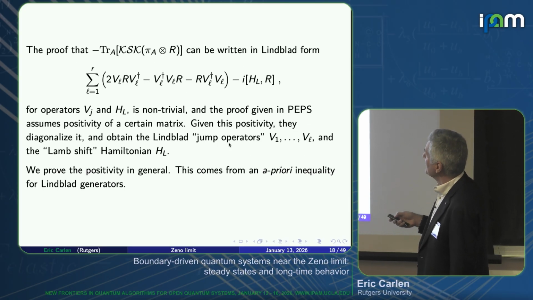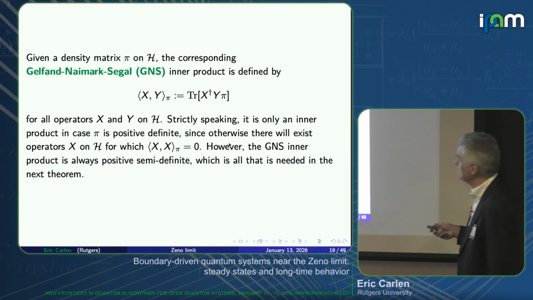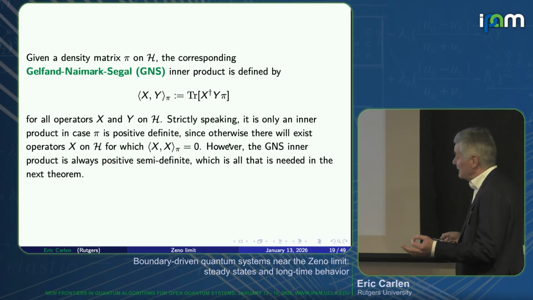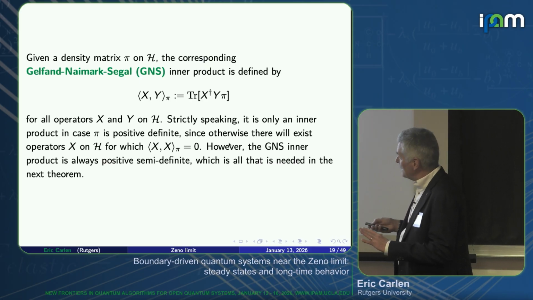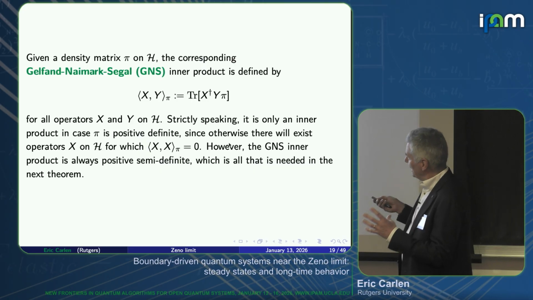this form, okay? This matrix, this inner product which shows up in here, is the inner product with respect to the so-called GNS norm. And this just comes up naturally in the analysis. So in any case, the work of these guys, PEPS, they realized that you would get a Lindblad form out of this.